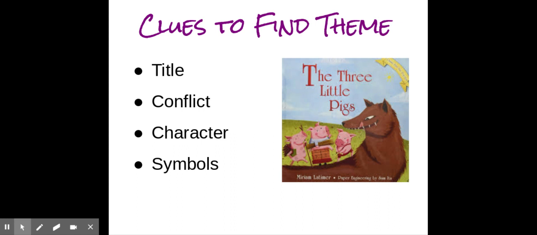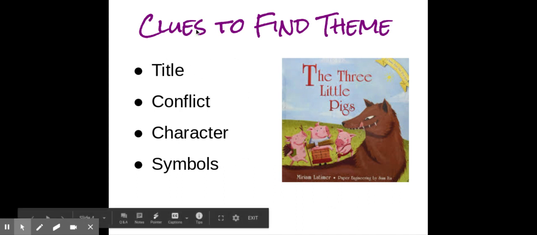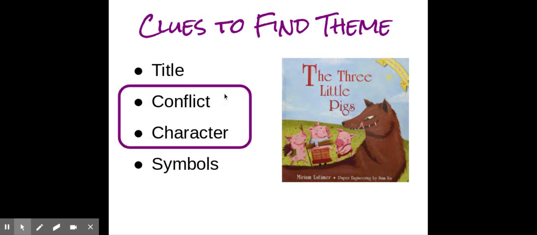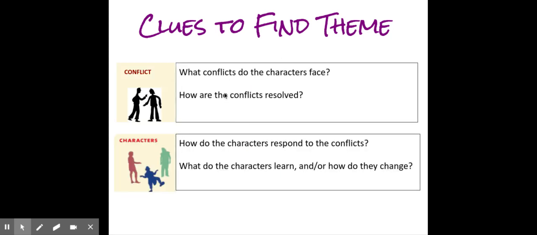Now, we could use really many of these clues, but for this story and a lot of stories, conflict and character are probably the ones that are going to help you the most. So let's look at conflict and character for the 3 little pigs. And there are some questions that we can ask ourselves that hopefully will help us come up with the theme or, again, the life lesson that we could take away from the 3 little pigs.